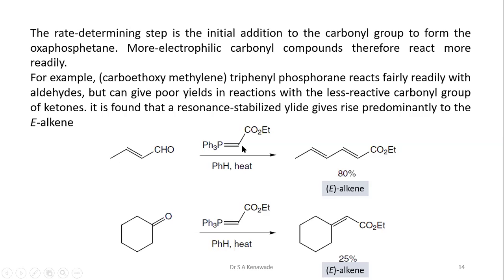If we compare the aldehyde, the resonance stabilized aldehyde produces the E isomer. You should know E-Z nomenclature. The resonance stabilized aldehyde produces the E alkene.